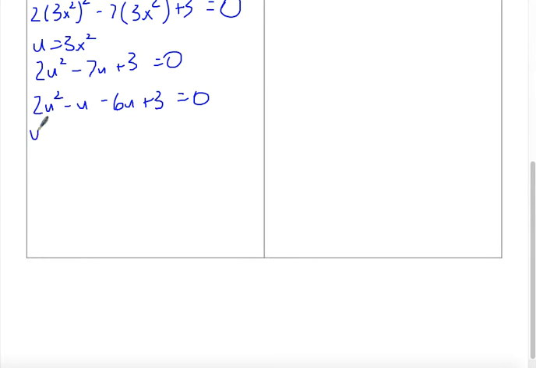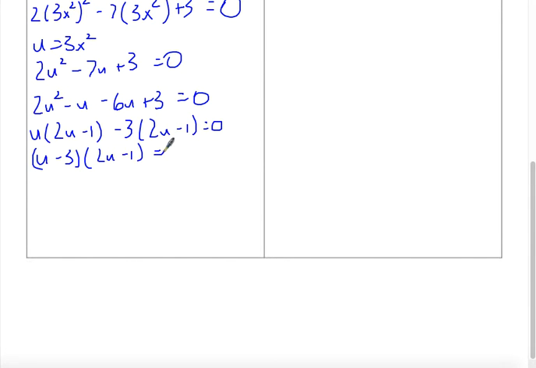So factor out u, and we get 2u minus 1. Factor out negative 3, and we get 2u minus 1. So this factors to u minus 3 and 2u minus 1. So the solutions to this would be u equals 3 and 2u minus 1 equals 0, so that means u equals 1/2.